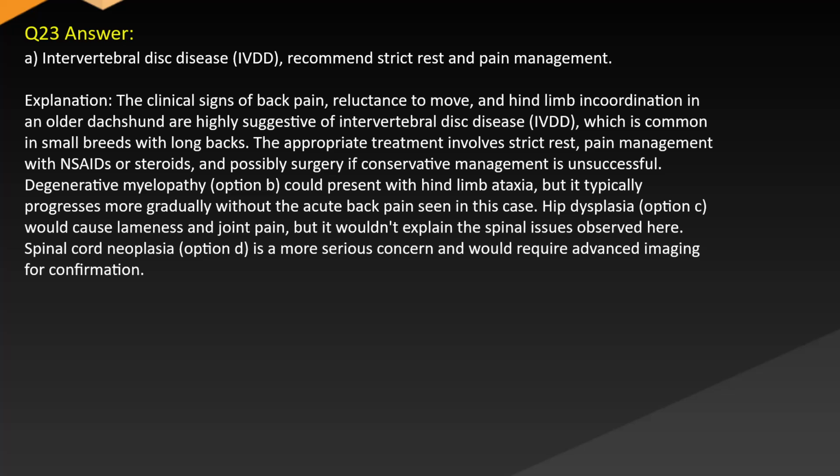Degenerative myelopathy, option B, could present with hind limb ataxia, but it typically progresses more gradually without the acute back pain seen in this case. Hip dysplasia, option C, would cause lameness and joint pain, but it wouldn't explain the spinal issues observed here. Spinal cord neoplasia, option D, is a more serious concern and would require advanced imaging for confirmation.